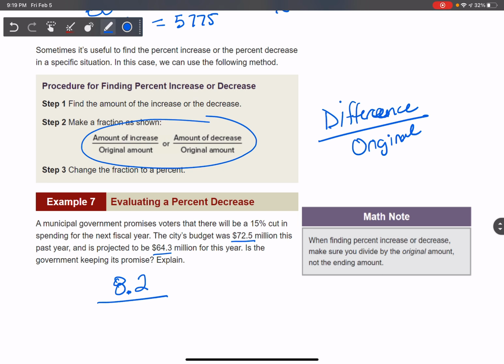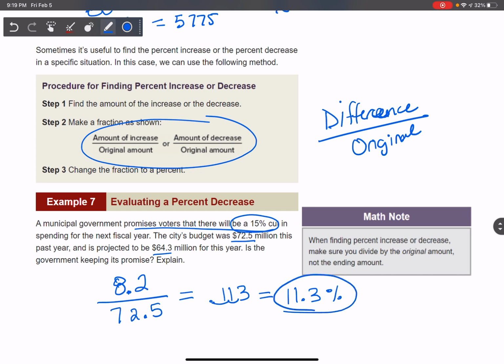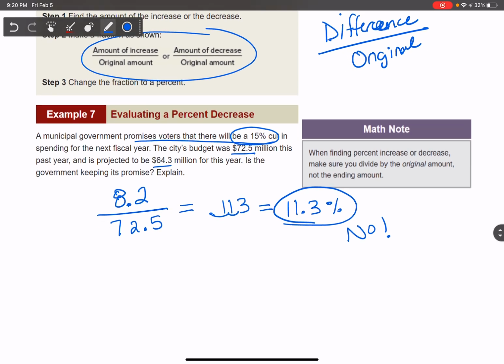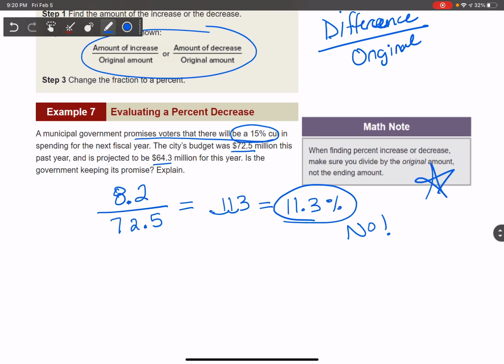We're going to divide it by the original amount. If it was 72.5, that's the original amount. And we want to turn that to a percent by multiplying by 100. So we get about 11%. So is the government keeping its promise? Well, they promised the voters 15%, and they are at about 11.3%. So no, they are not keeping their promise. It is key and very important that you are dividing by the original amount. So make sure you're reading the question and figuring out what's the original amount.